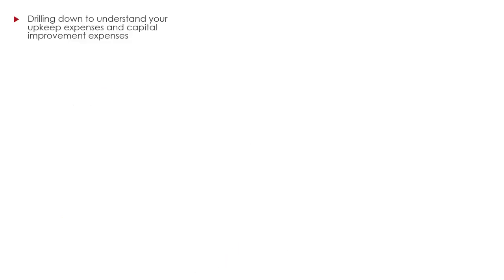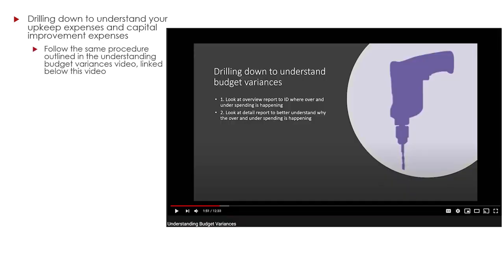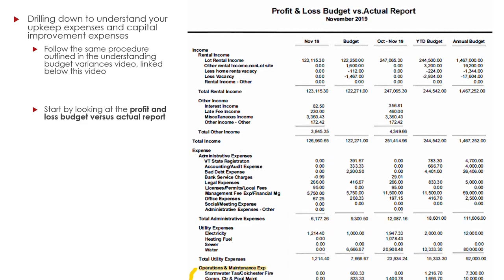on your all-important profit and loss budget versus actual report. The procedure to drill down and understand these different types of expenses is the same as what we covered in the Understanding Budget Variances video, which again is linked below this video. Start by going to the Profit and Loss Budget versus Actual report.